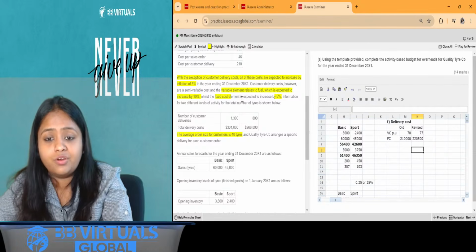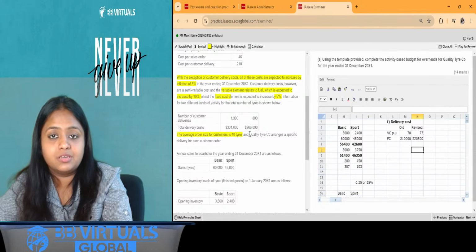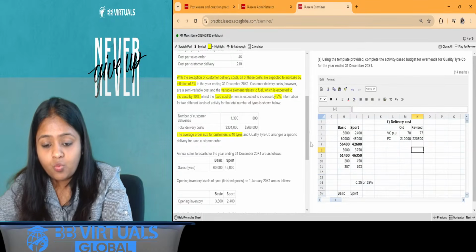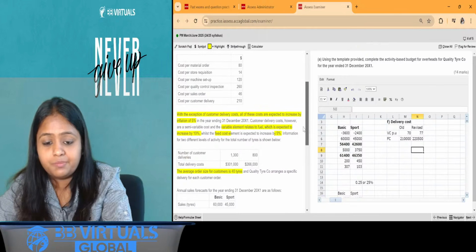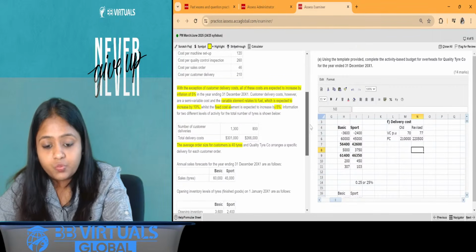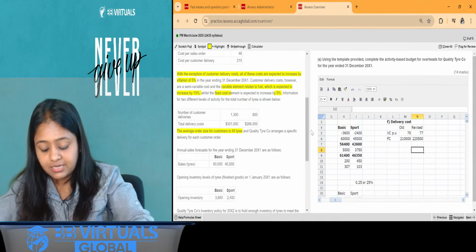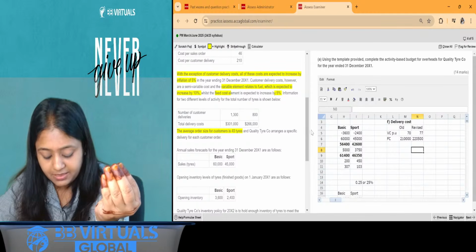Now just see how you will use it. So you did your high-low method and you have done it. You're done. No longer you need this data. But what are we calculating here? Cost per customer delivery. So we need to know the number of deliveries that are made to the customer.